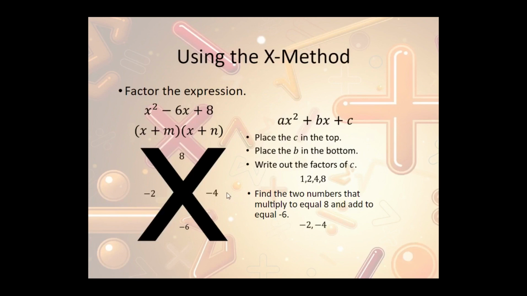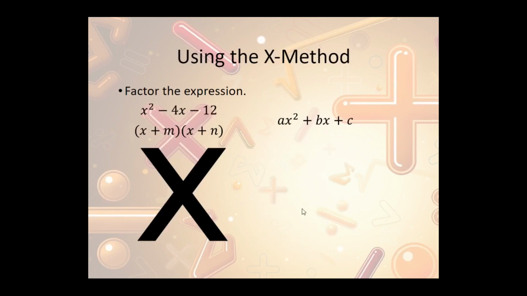So I place those in my x and then add them to my solution, which started as (x plus m) times (x plus n). Well, I'm going to plug in negative 2 for one of these and negative 4 for the other one. So I get (x minus 4) times (x minus 2).